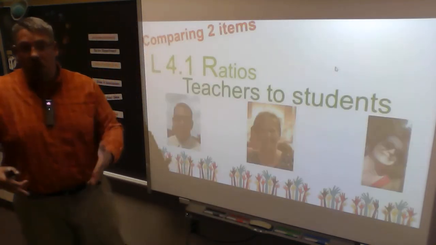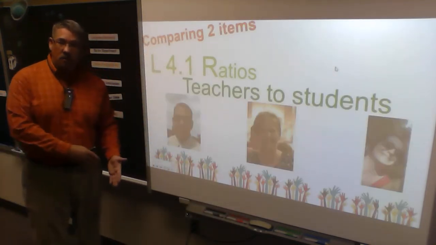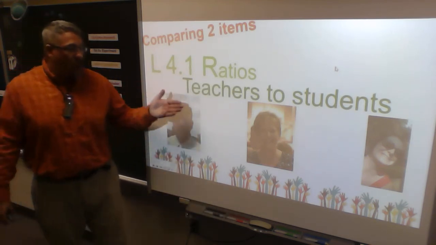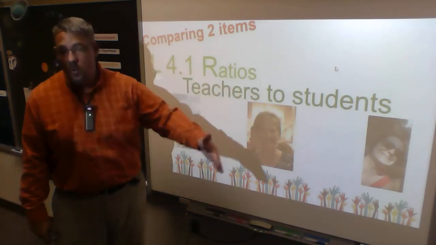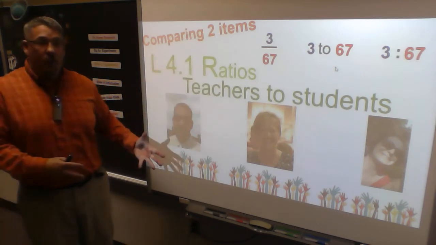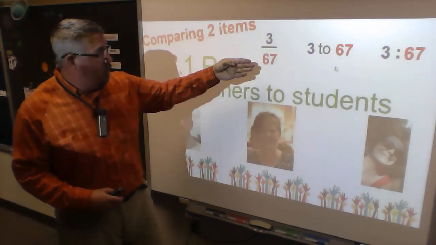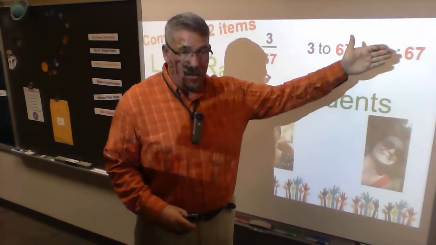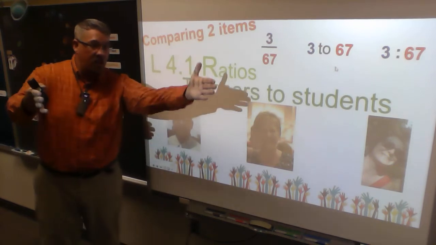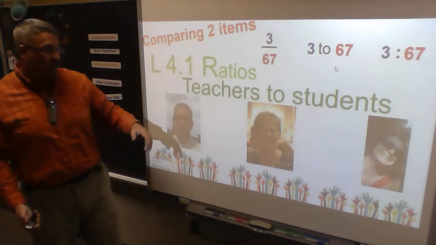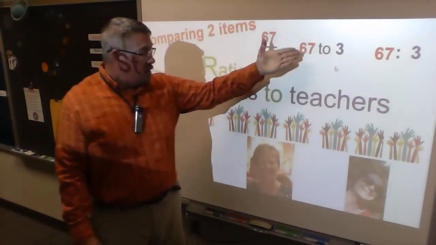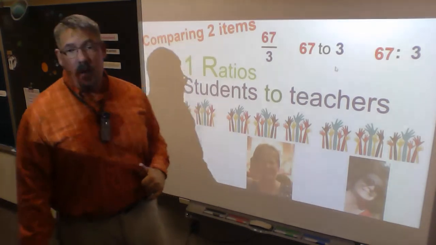We can also look at people. You have 3 sixth grade teachers. You have 67 sixth graders. The ratio could be, well, what is the ratio of teachers to students? That would have 3 over 67. All three ways would be 3 to 67, 3:67, or 3 over 67. They could ask, well, what is the ratio of students to teachers? So flip-flopping those, and all I do is turn it upside down. 67 to 3, 67:3, or 67 over 3.